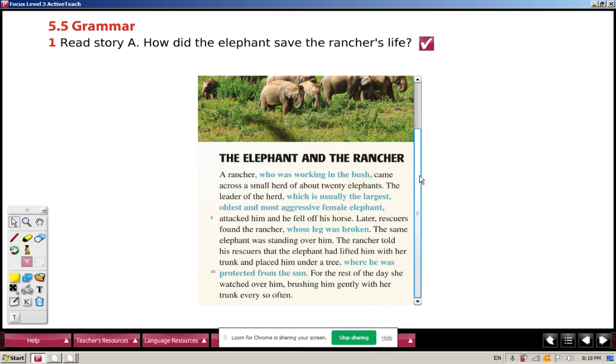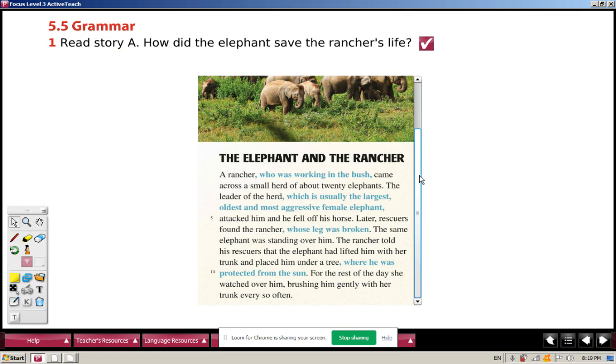The rancher told his rescuers that the elephant had lifted him with her trunk and placed him under a tree, where he was protected from the sun. For the rest of the day she watched over him, brushing him gently with her trunk every so often.